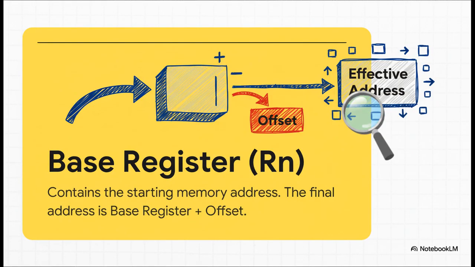And that bookmark is called the base register. It's just a regular register that's holding a memory address, our starting point. The CPU then takes that address and adds a little offset to it to figure out the exact location for the data transfer. This little guy is the foundation for everything we're about to cover.